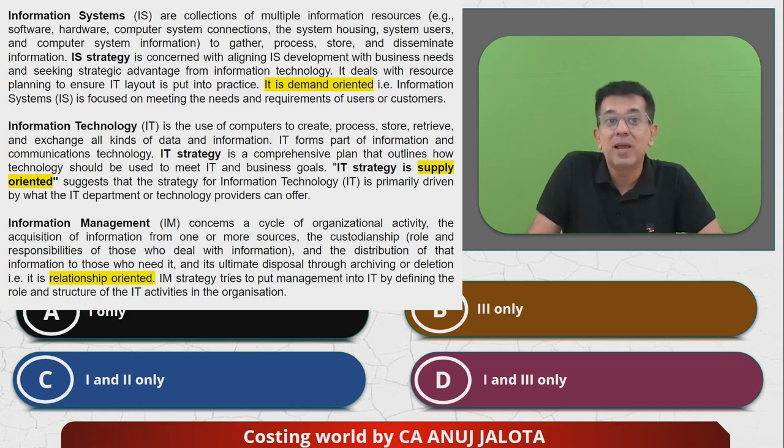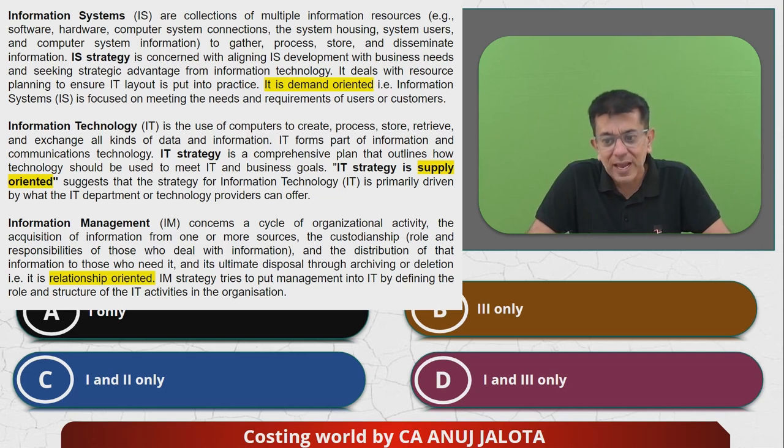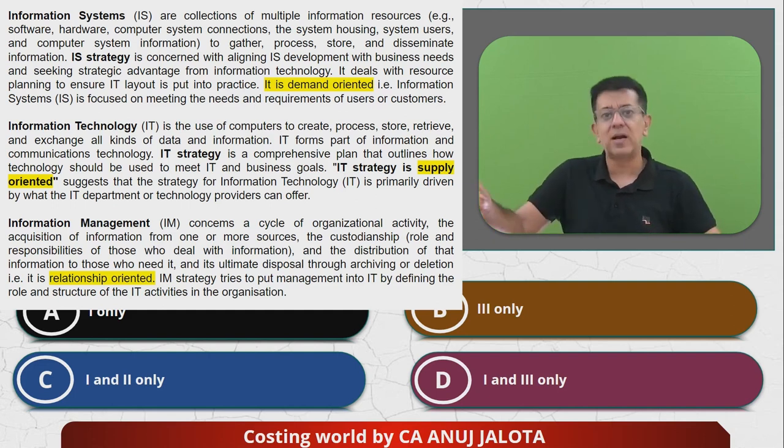So IT strategy supply oriented suggests that the strategy for information technology is primarily driven by what the IT department or technology providers can be providing. Now, example, these days artificial intelligence is going each and everywhere. There is no business, I guess, where it cannot be used. Example, if I take a lecture online through Zoom, there is a software through which the entire summary of whatever I'm going to be speaking will directly come out once the Zoom lecture is over. So this technology is there, and I will be using that technology. Whatever technology is not there, or whatever I cannot acquire due to lack of resources, lack of money and so on, I will not be able to use it. Therefore, it is basically supply oriented. It's there in the market, and we are trying to use it.